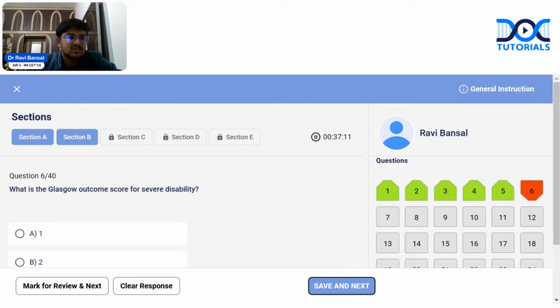What is the Glasgow outcome score for severe disability? I do not remember exactly what the score is, but I read this score in CNS surgery after CNS trauma, when there is some brain hemorrhage, etc. So what is the outcome of that incident? I remember it is marked from 1 to 5, and one is death. Two is when the person becomes comatose. Three is severe disability. Four is some mild disability. And five is complete recovery.